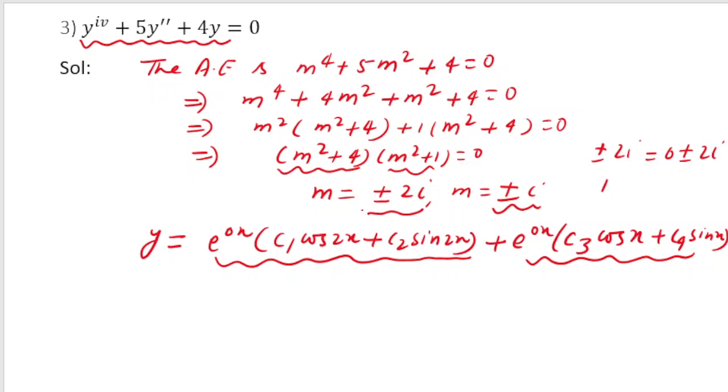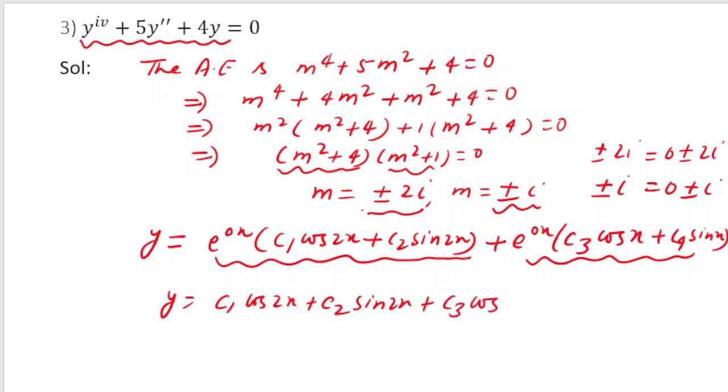I hope you have also seen that plus minus i can be seen as 0 plus minus i. So just to make it look better, e to the power 0x can be 1. So I will write the solution c1 cos 2x plus c2 sin 2x plus c3 cos x plus c4 sin x. So there are four linearly independent solutions: cos 2x, sin 2x, cos x, and sin x.